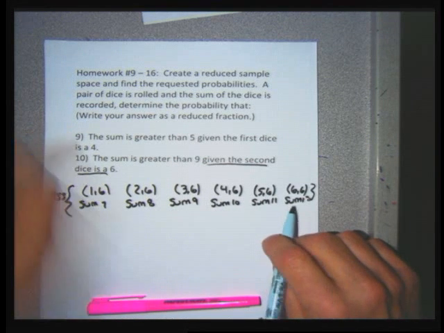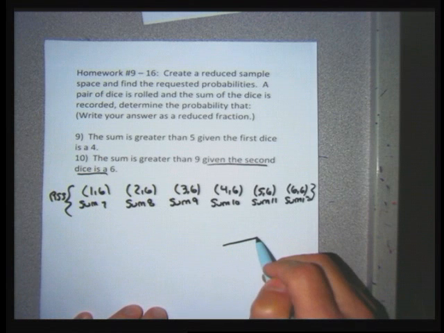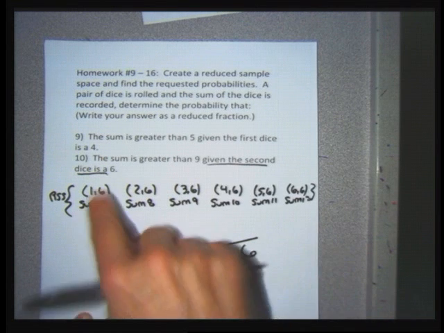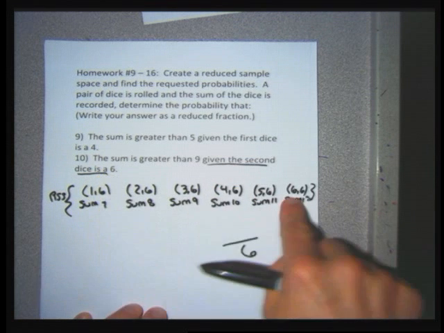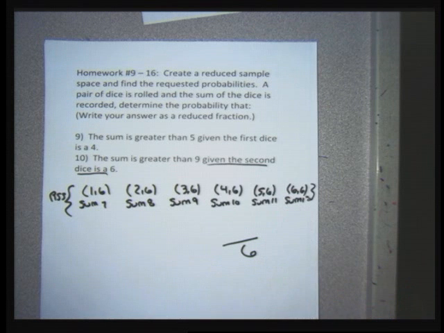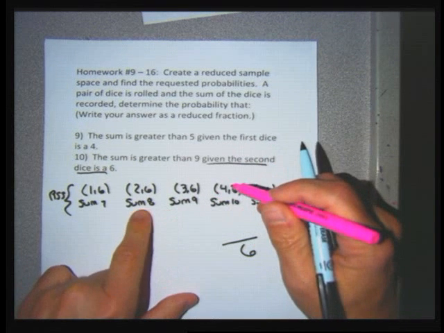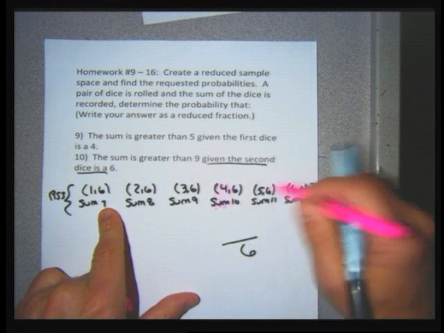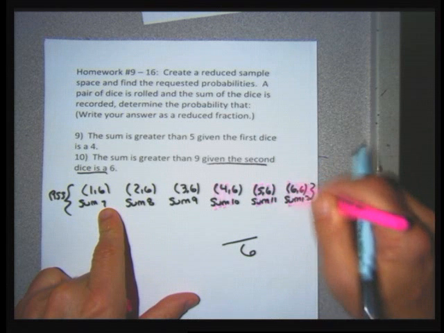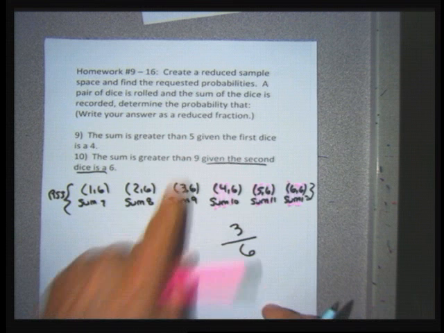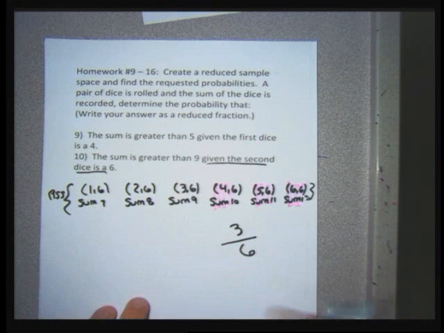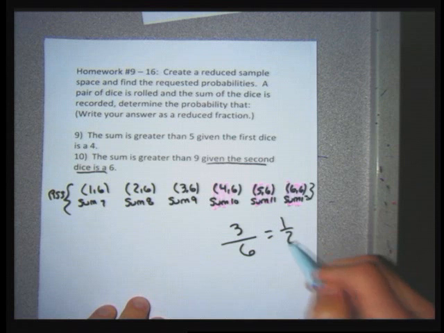So my denominator for number 10 is going to be 6, because there are 6 items in the sample space that have the second dice of 6. Now I need to find out in this reduced sample space how many have a sum greater than 9. 9 is not greater than 9, 8 is not, 7 is not, 10 is greater than 9, 11 is greater than 9, and 12 is greater than 9. So my numerator is going to be 3, because within the reduced sample space, there are 3 elements where the sum is greater than 9. So my answer for problem 10 is going to be 1 in 2.